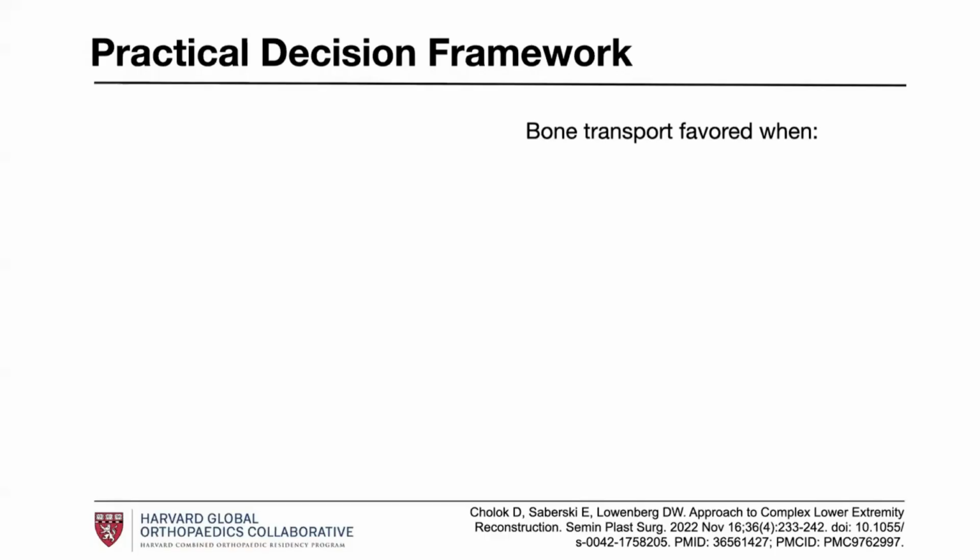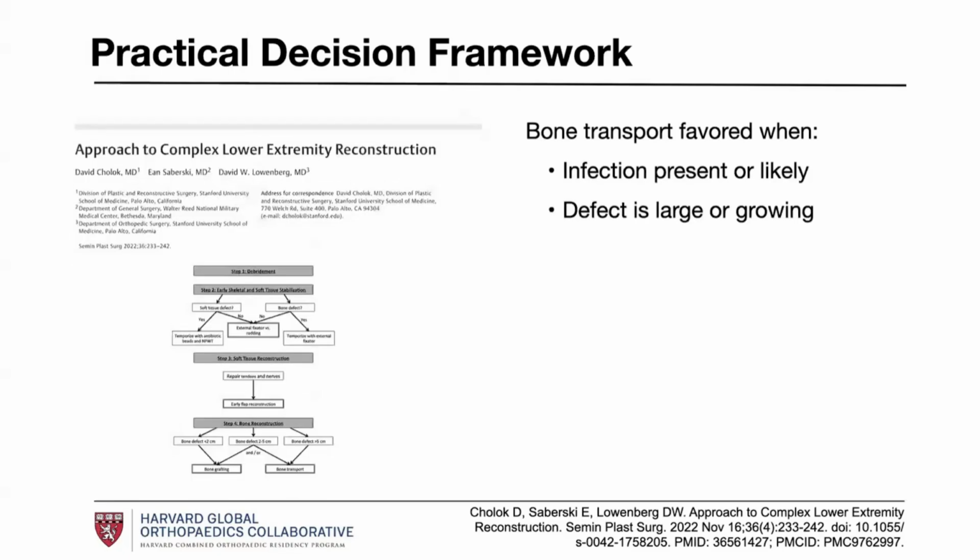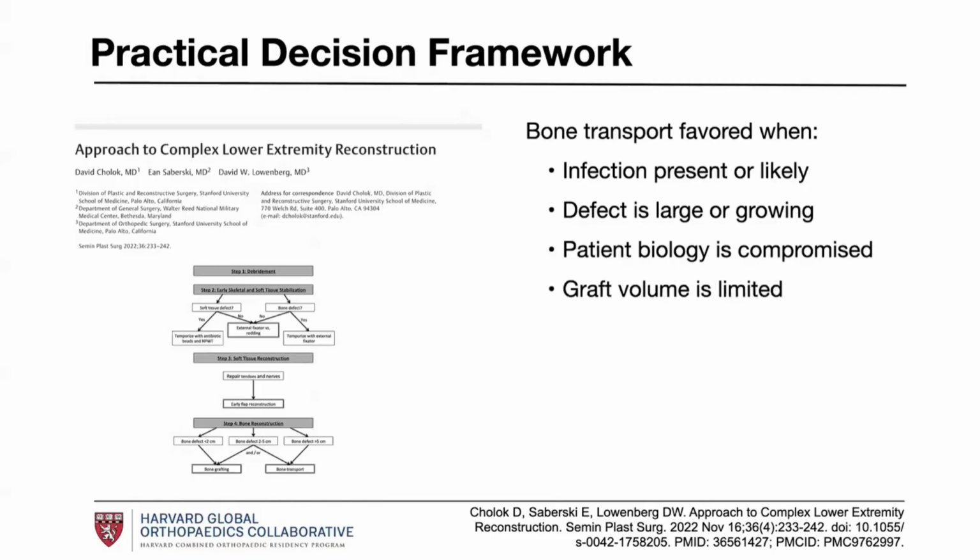Practical decision making. If we distill down what we've talked about so far, bone transport is favored when infection is present or likely. The defect is large or growing. If the patient biology is compromised, if we can maximize the modifiable risk factors, some of them we can't change, unfortunately. When the graft volume is limited, if we don't have access to large allograft or ways to harvest large volume of autograft, distraction osteogenesis is highly beneficial. And then when we look for a durable limb, that's our goal.